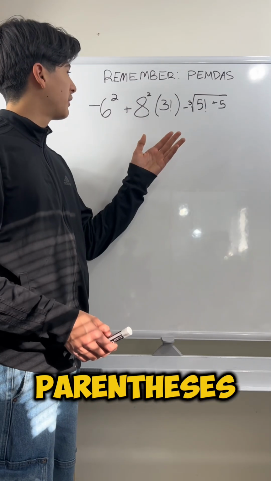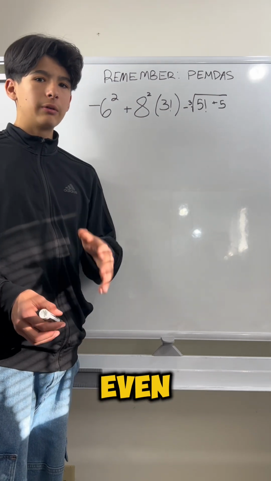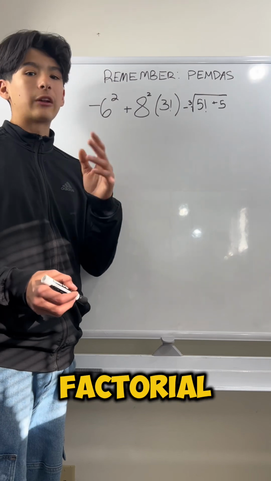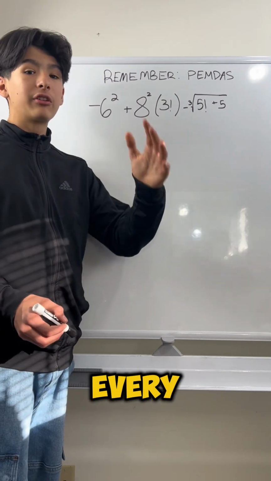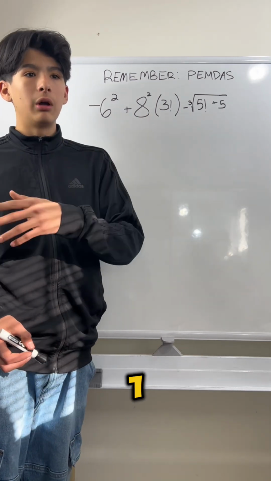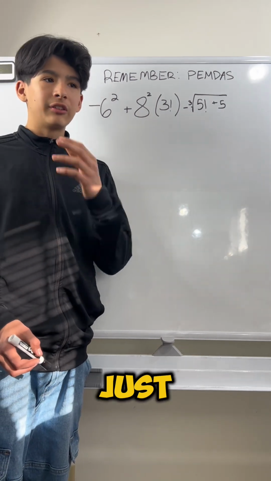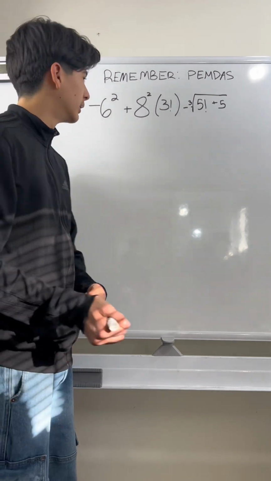Where do we see parentheses here? Well, this, 3 exclamation mark. But what does exclamation mark even mean? Exclamation mark means a factorial. And a factorial means that you take this number and multiply it by every single number before it. So in this case, 3 factorial would be 3 times 2 times 1. I know what 3 times 2 is. It's just 6. And 6 times 1 is also 6. So let's rewrite it that way.